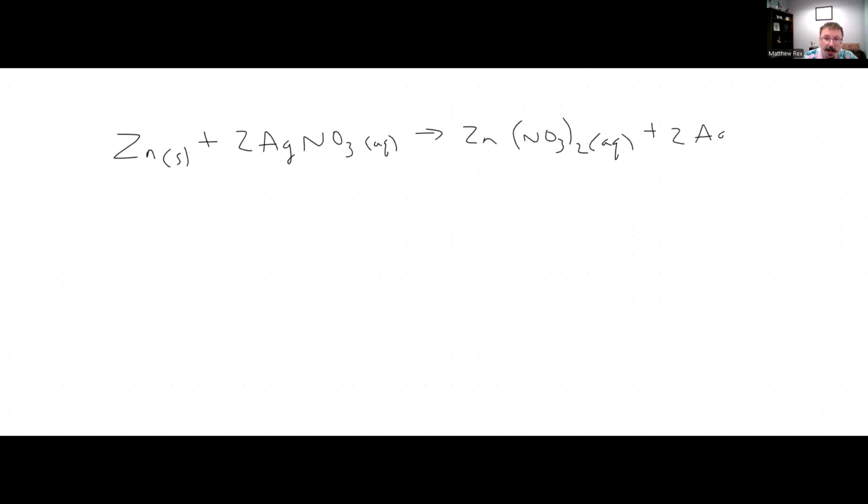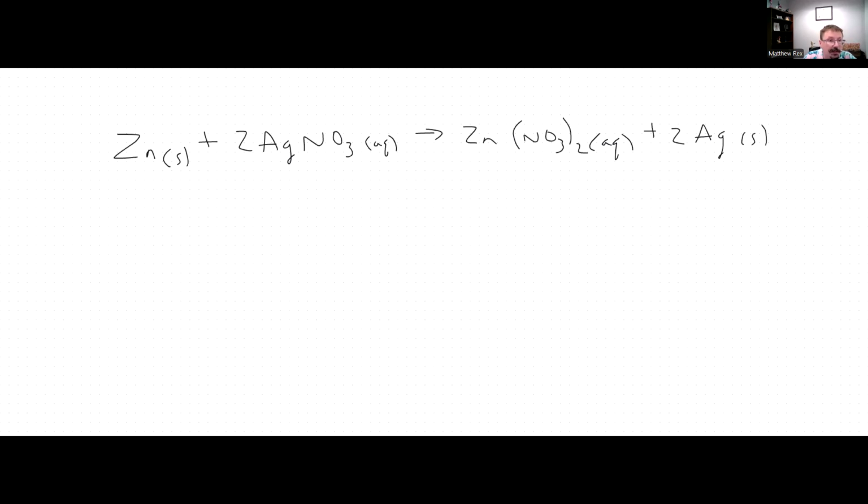Which element is undergoing oxidation in the following reaction? So I've got solid zinc plus silver nitrate, aqueous, that goes to form zinc 2 nitrate, aqueous, and solid silver. So assign an oxidation state to every atom present here.